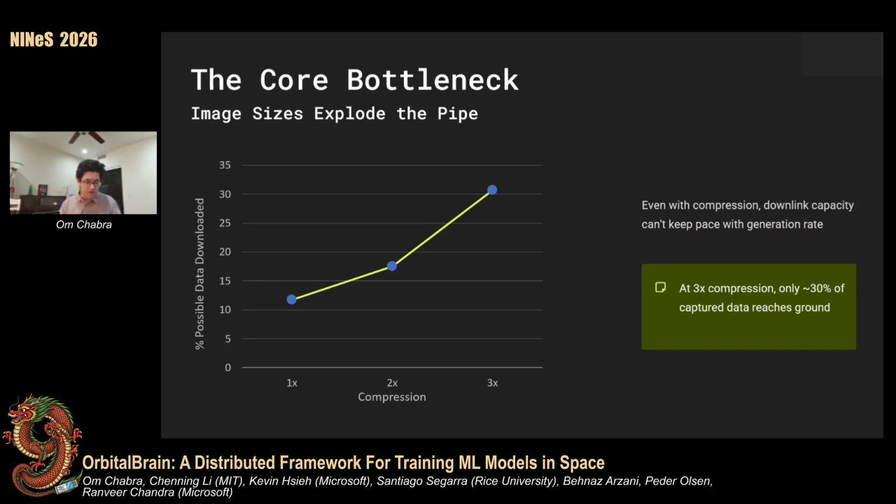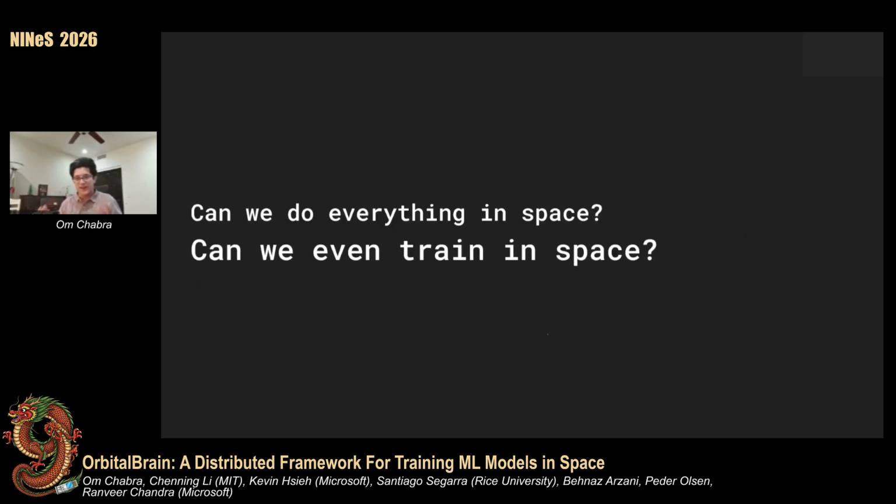And even if you were to deploy new ground stations or new compression algorithms, this is only very linear scaling. So here in OrbitalBrain, we asked a very natural question: can we do everything in space? Increasingly over the last few years, we've seen many papers which push inference to space, asking how we can run models which detect, say, forest fires on the Earth. And here we asked, can we even train those models in space? Can we just run everything in space?